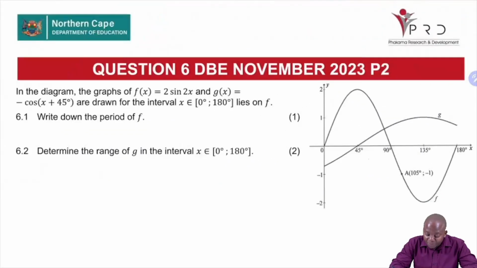Now 6.1, so what we need to look at is the following. Now when we look at f, the period of f, f is that graph. Remember when we say write down the period of f, we are looking for the number of times that the graph should repeat itself. So this is one complete graph. After how long does it repeat itself again? It's after 180. So the period of f in this case is just 180.